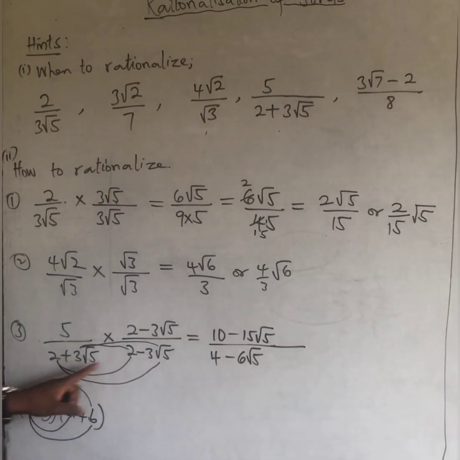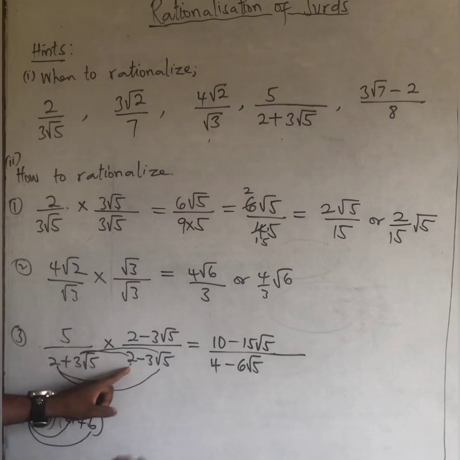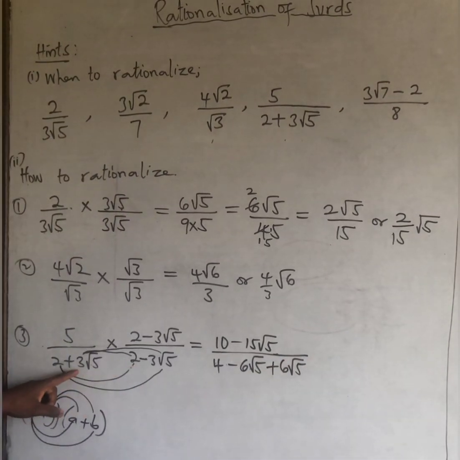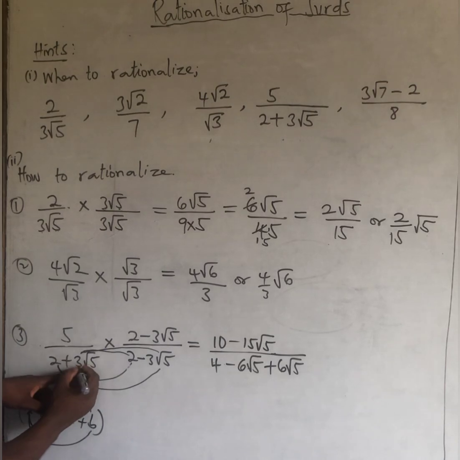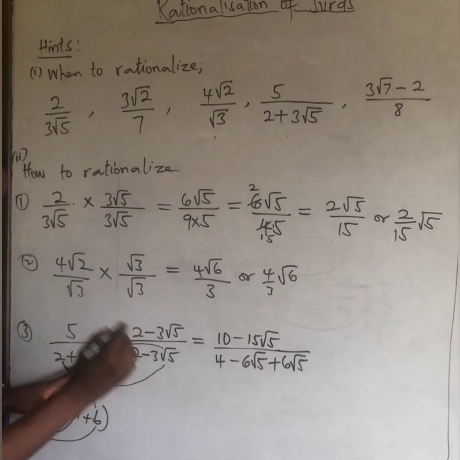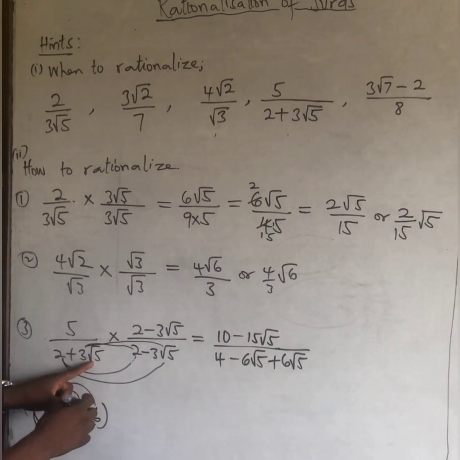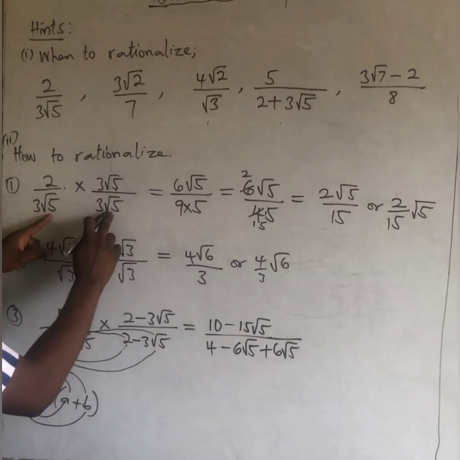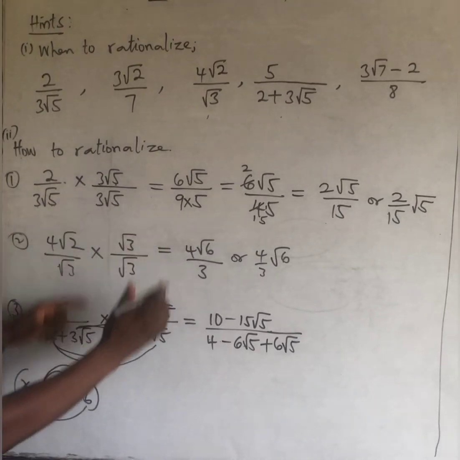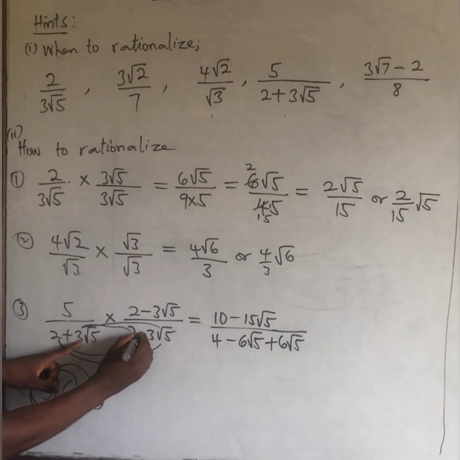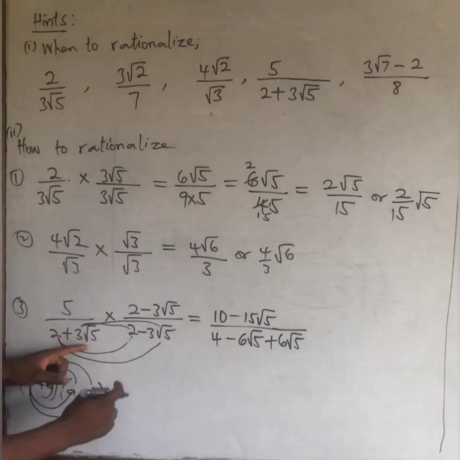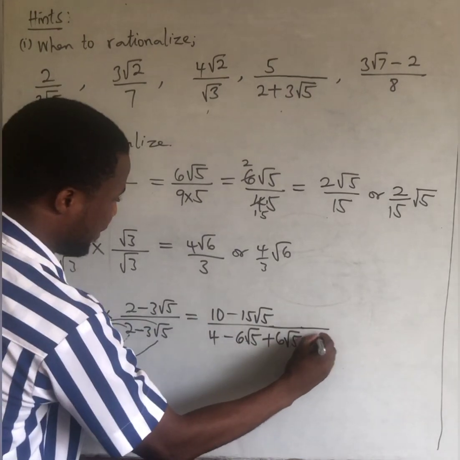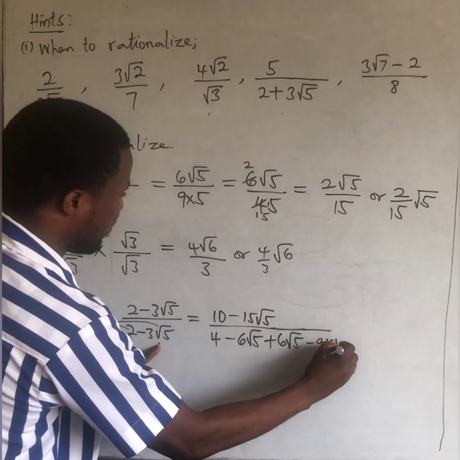Then I have 3 root 5 times 2, 3 times 2 is 6, that is plus 6 root 5. Then look at this one now, 3 times minus 3, that will be minus 9 root 5 times root 5, and root 5 times root 5 is just 5. So 3 times 3 is 9, then root 5 times root 5 is 5. But something will happen here because of the sign. So we have 3 times minus 3 as minus 9, then times 5 as 5.